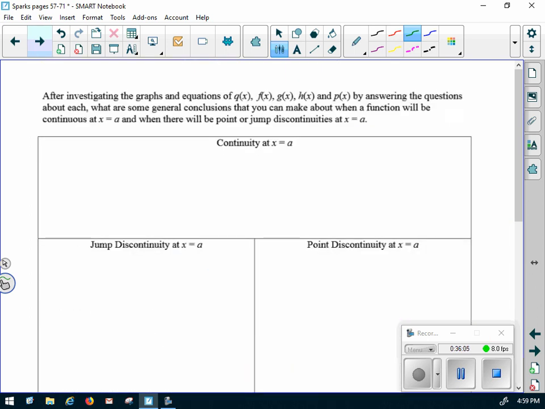Let's see here. Where are we now? Okay. After investigating the graphs and the equations of those four that we just did, what are some general conclusions that you can make about when a function will be continuous at A and when there will be point or jump discontinuities at x equals A?